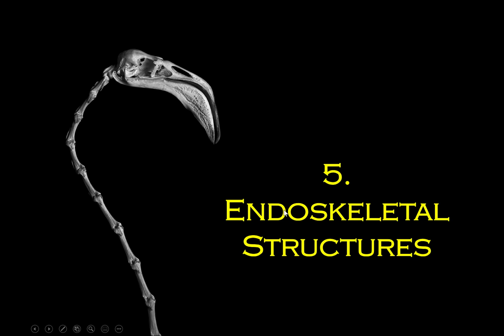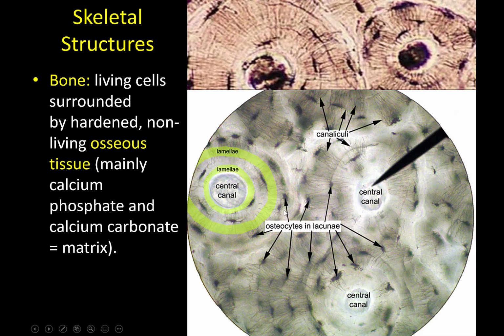All right, let's talk about some endoskeletal structures, starting with the histology of the skeleton. Once again, this is the tissue level of organization for these organs. The organs of the skeletal structure are the bones themselves. The bones are made up of tissues that consist of living cells surrounded by hardened, non-living osseous tissue.